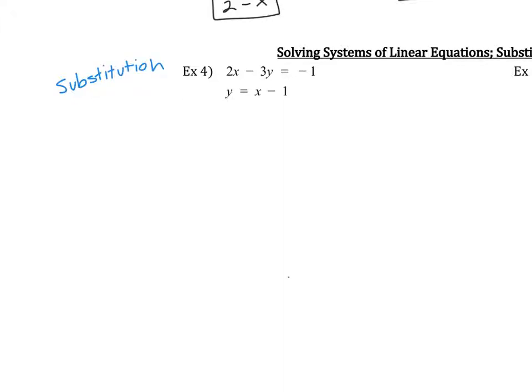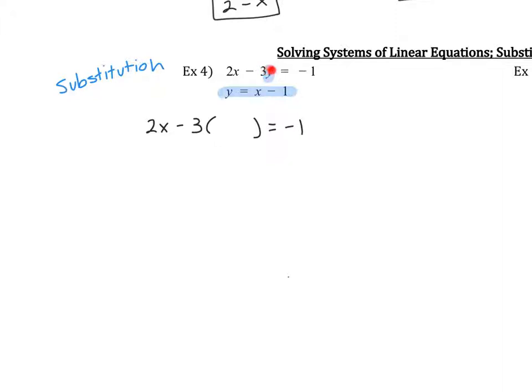So I will choose to use the substitution method whenever I see that one of my equations says y equals something or x equals something. So this means that wherever I see a y, I can substitute x minus 1 because they are equal. So then if I look up at my first equation, I notice that I have a y right here. So what I'm going to do is I'm going to substitute x minus 1 into my first equation.